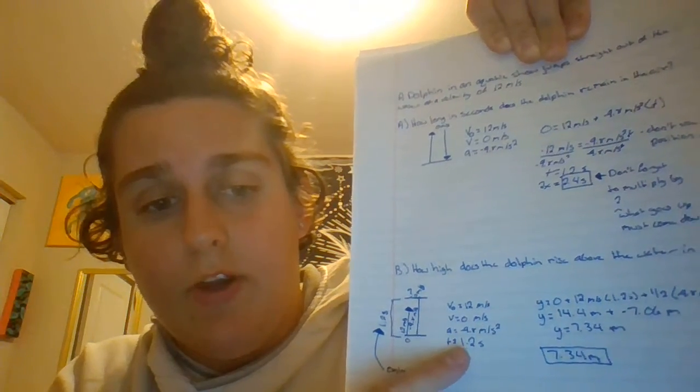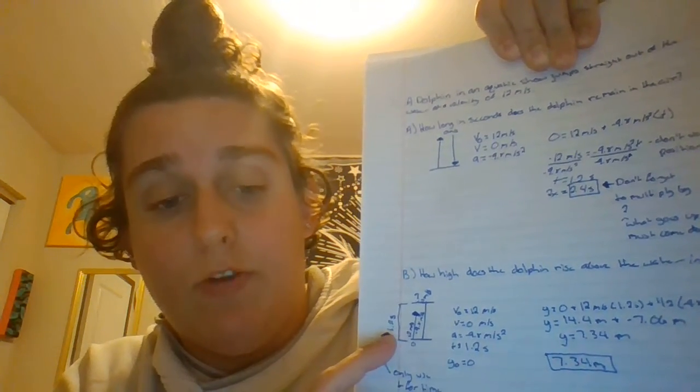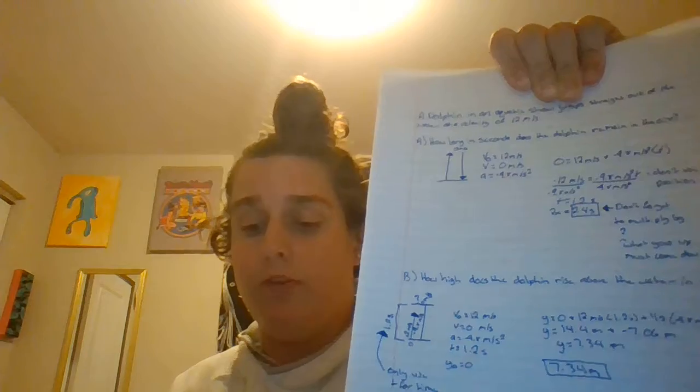And then our final thing is the time to go up is only going to be 1.2 seconds. Don't forget that you're not using the time that you found in the first part. You're only using the time to go up. That's where you can easily make a mistake. So the equation that I decided to use was final position equals initial position plus initial velocity times time plus 1/2 acceleration times time squared.